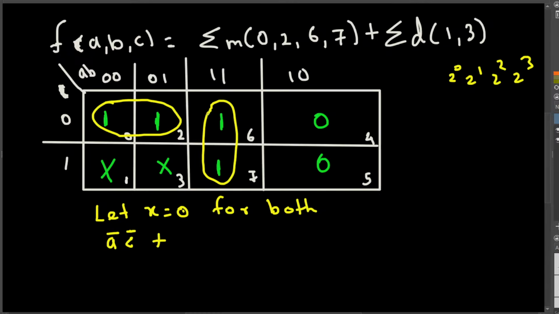If I connect these two, what's going to be the expression? A and b are not changing because a and b are remaining 1, so a b remains the same, and c is changing, 0 and 1, so it's going to be eliminated. So this is the expression if we have this don't care value equal to 0.